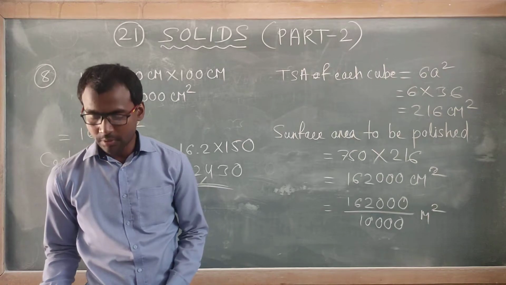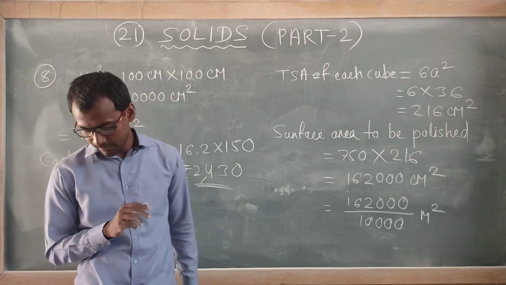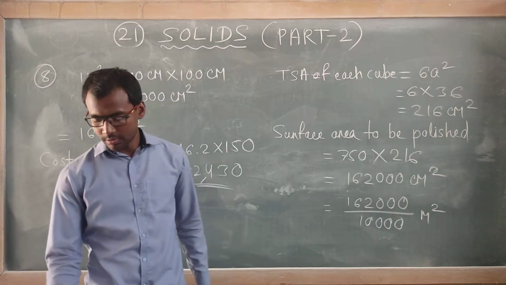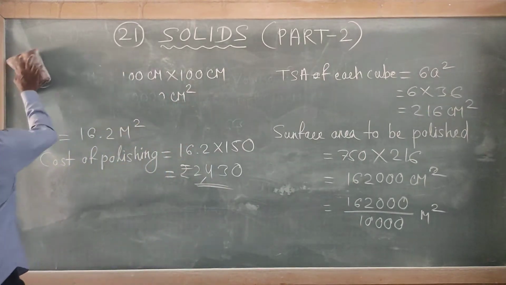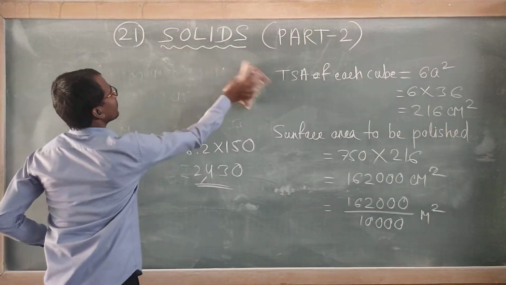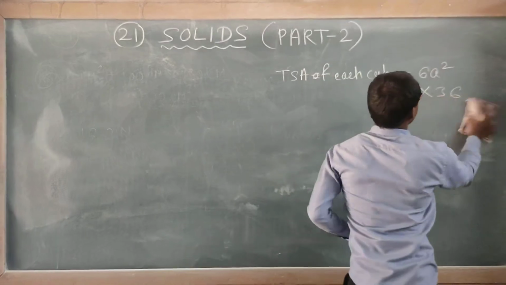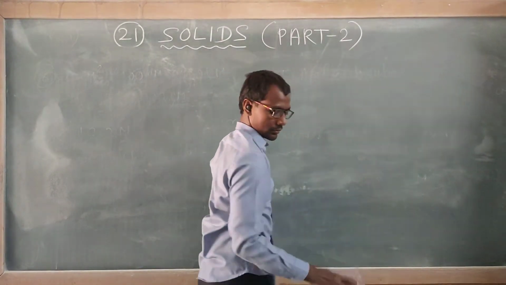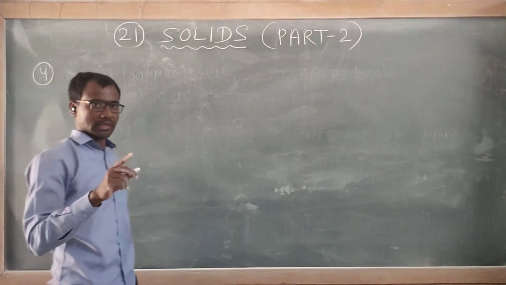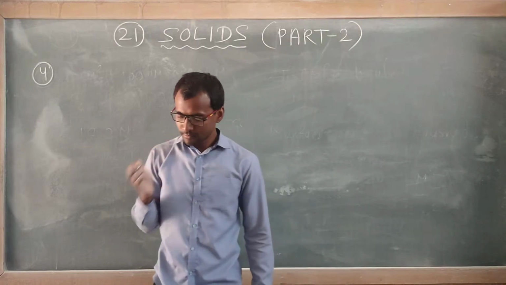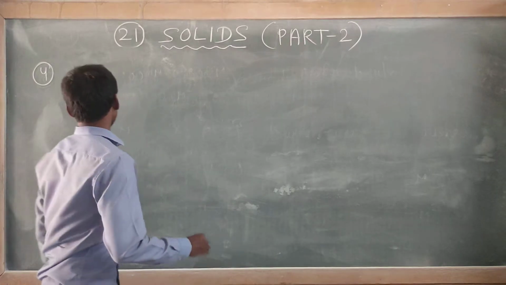Question number 4, exercise 21B, the previous exercise, page number 273. Water is discharged from a pipe of cross section area 3.2 square cm.